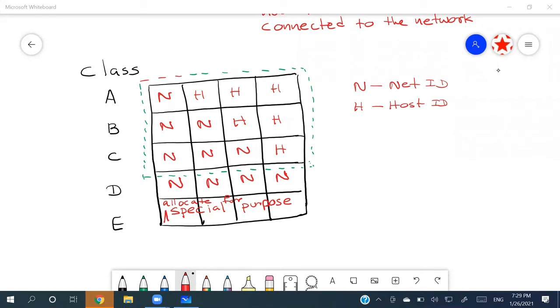If you are asked as a question whether this particular IP address belongs to a class or not, you have to consider 2 factors.